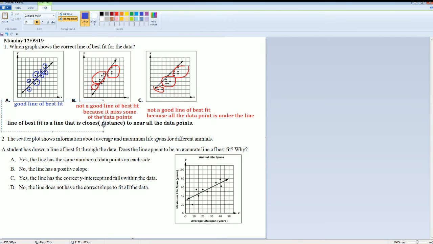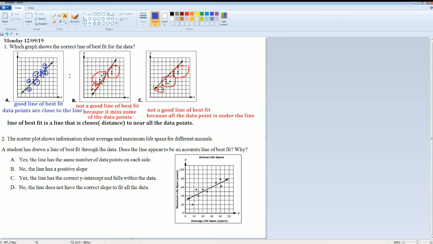In higher math, we call it a residual. There are positive residuals and negative residuals, which are basically the distance away from the line of best fit. We would say they cancel out, so the residual here is basically 0. That's the more correct way of saying it in high school. But in 8th grade, we can just say that the data points are close to the line. So we would say A would be the best one.